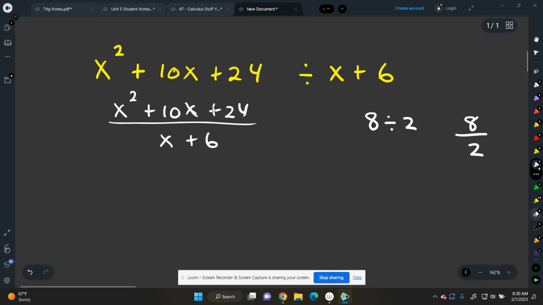Okay, so let's do this one. What's going to go in the little corner box? Negative 6. Right. Where did you get that from?